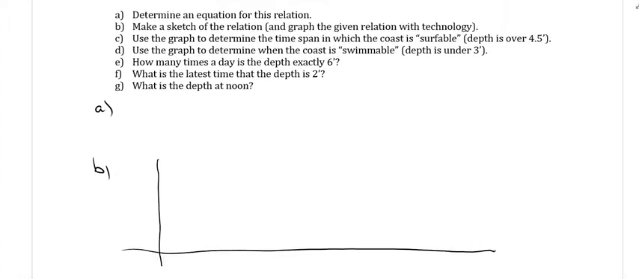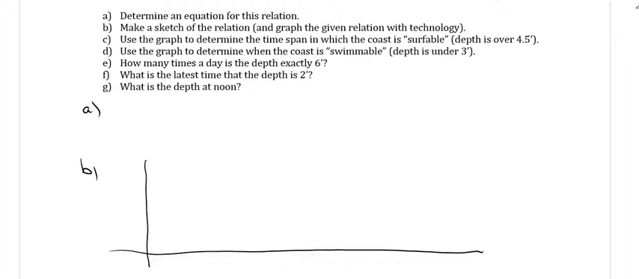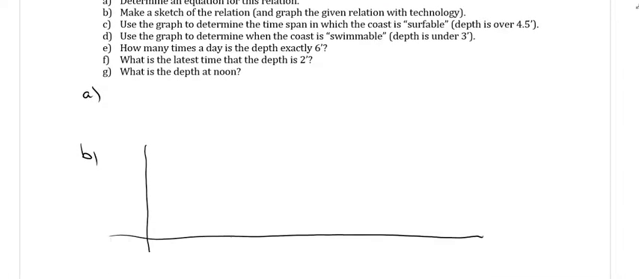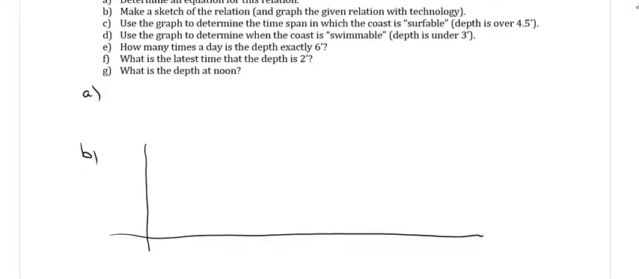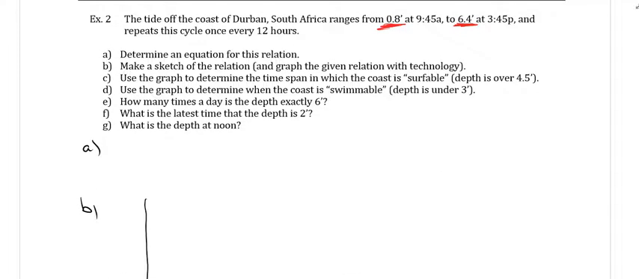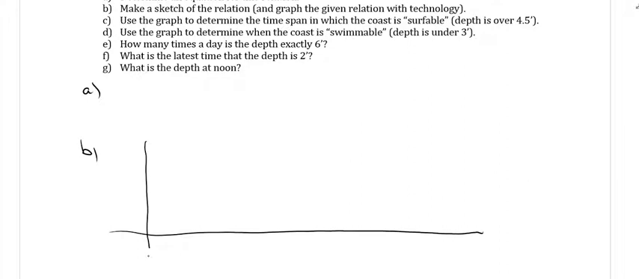And it says sketch, oh no, it just says sketch the relation. I'm going to do 2 cycles. Often it says to sketch 2 cycles, so let's do 2 cycles. Okay, so at 9:45, I'm going to call this 0, so that's like midnight. So somewhere over here at 9:45, we have a minimum. And I'm going to plot that point, and I'm going to label it 0.8 feet. So we're not doing a scale, but we're going to label the important points.